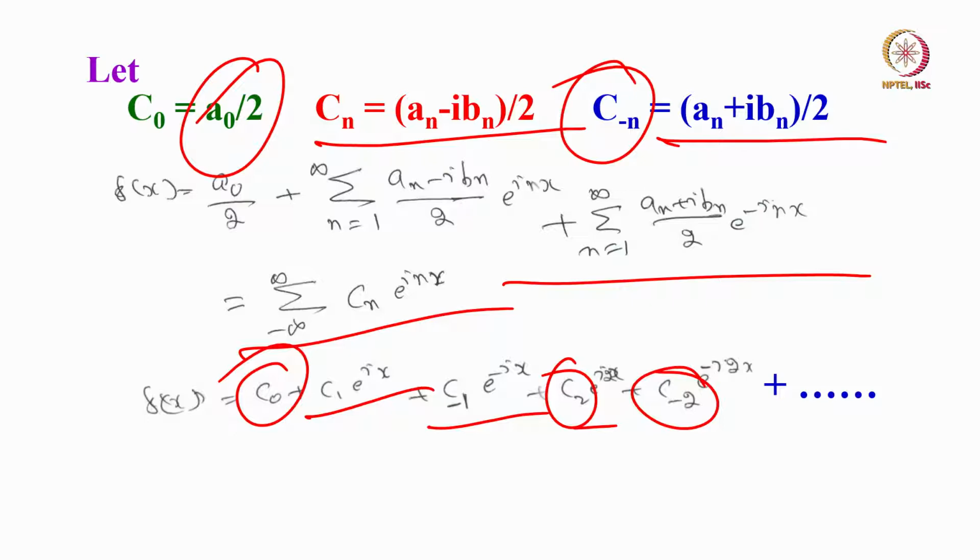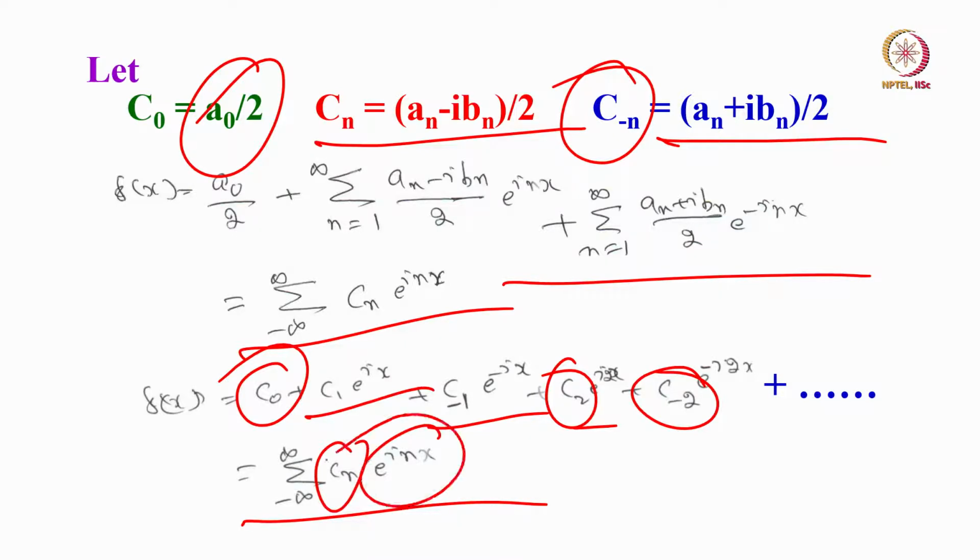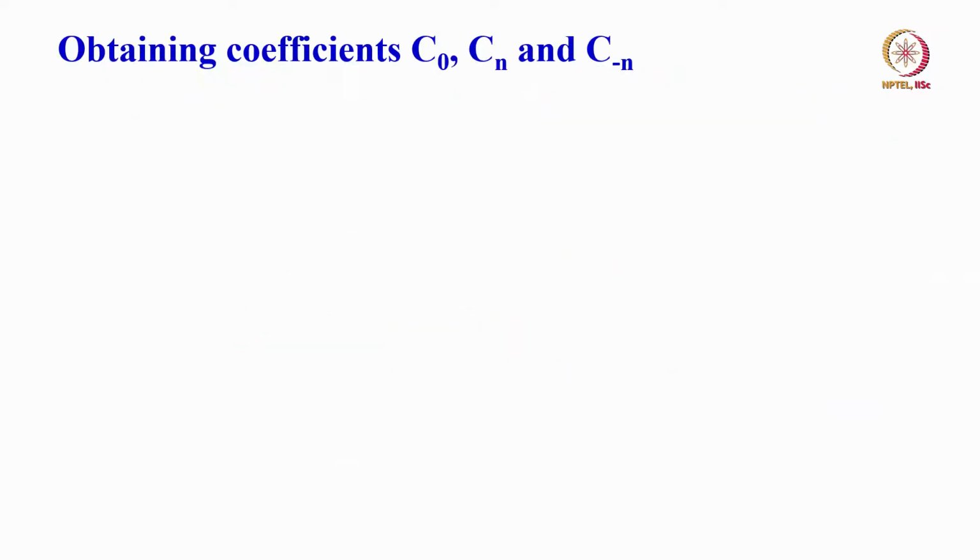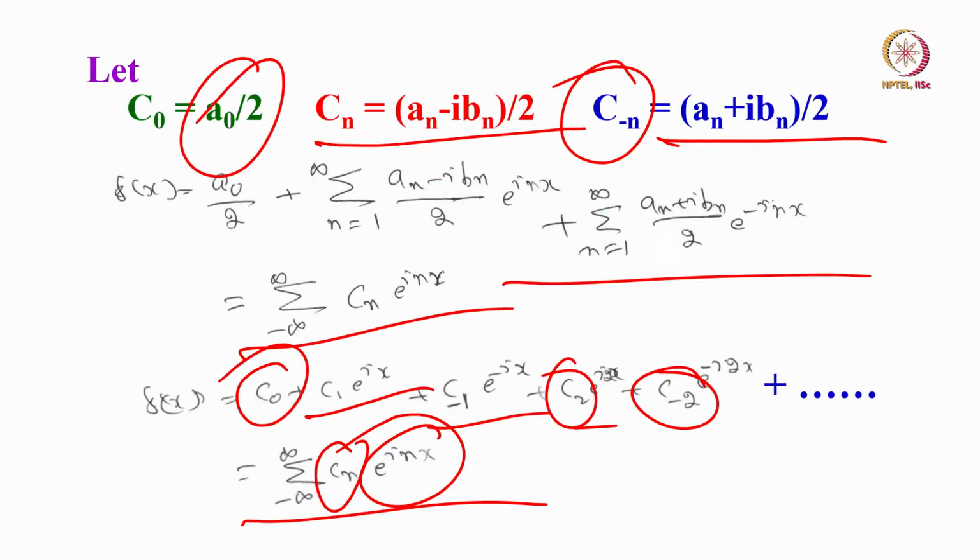I have not done anything new. It is all well-known simple arithmetic. Then it turns out to be the summation from minus infinity to plus infinity of Cn times e to the power of inx. This is what we finally get for f(x). Now the question is, we know this is f(x), but we need to work out Cn.